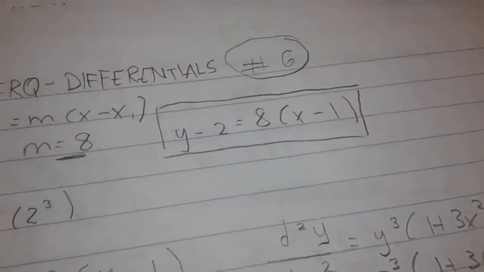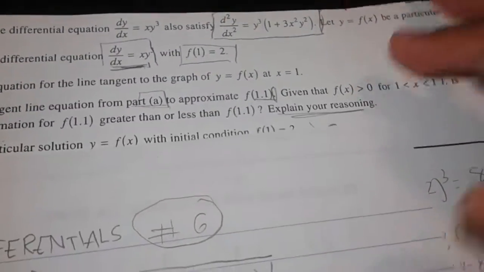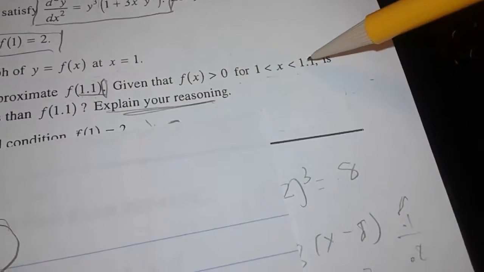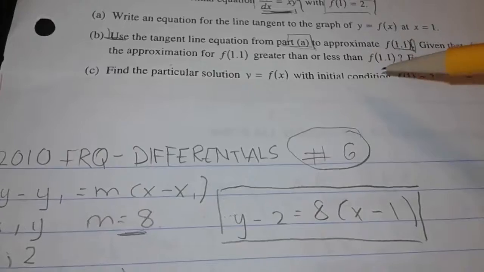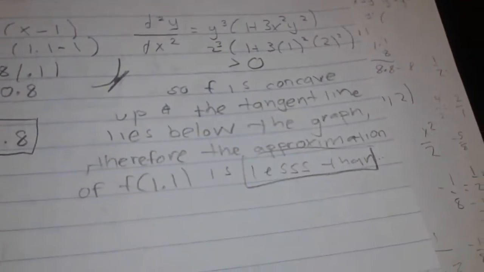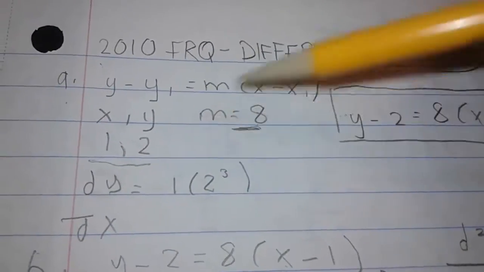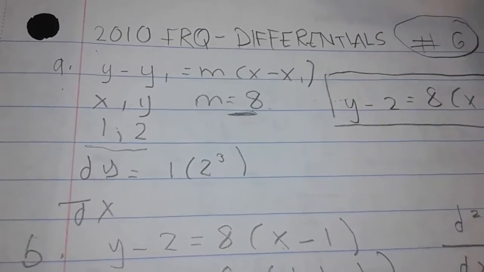Okay, so now we move on to the second part of the problem. Given that f(x) is greater than 0 for 1 less than x less than 1.1, is the approximation for f(1.1) greater than or less than f(1.1)? We're going to have to explain our reasoning. We know that the slope at 1, as we did before, is 8. It's a positive number, so it's an increasing function.